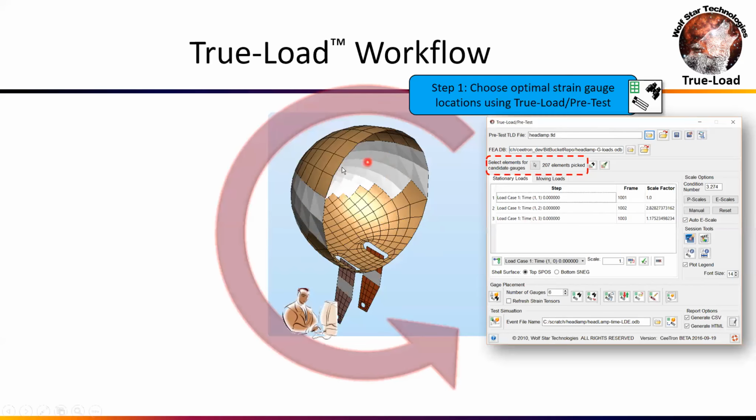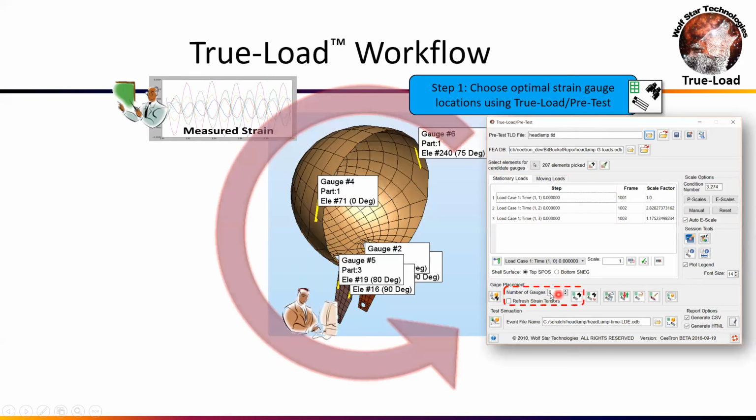So he's picking elements in the middle of the headlamp bucket and in the middle of the legs. And he's staying away from boundary conditions and staying away from RBEs in the model. He wants to be in nice nominal locations where he's going to have nice nominal strain response. So this is his choice of candidate elements for placing strain gauges. Then he tells TrueLoad he wants 6 strain gauges, and TrueLoad will go off and draw up where the strain gauges need to go.